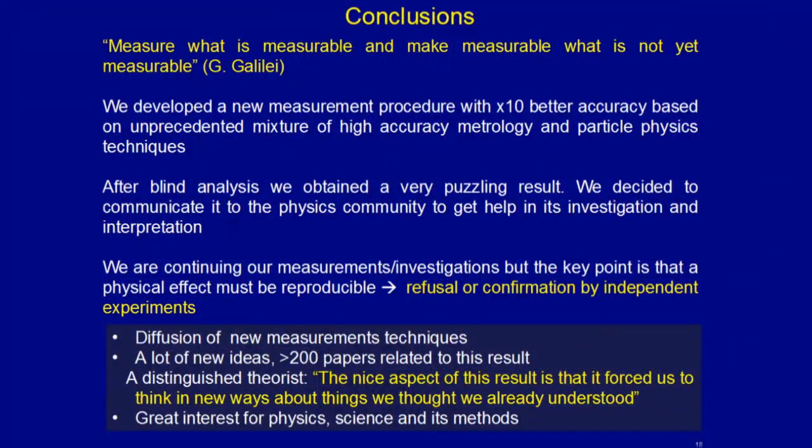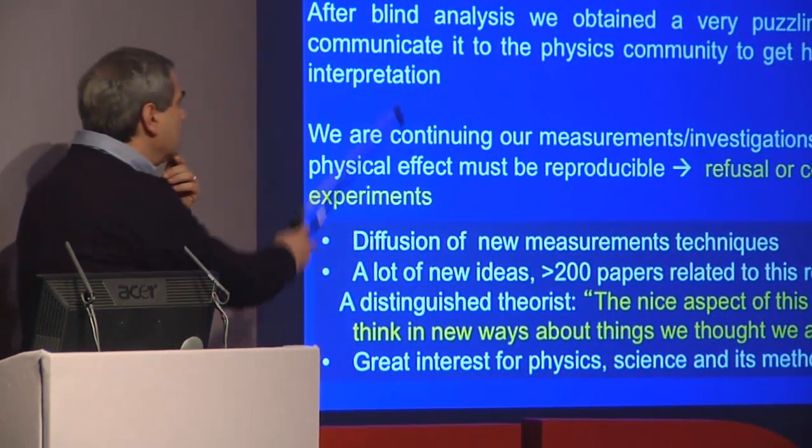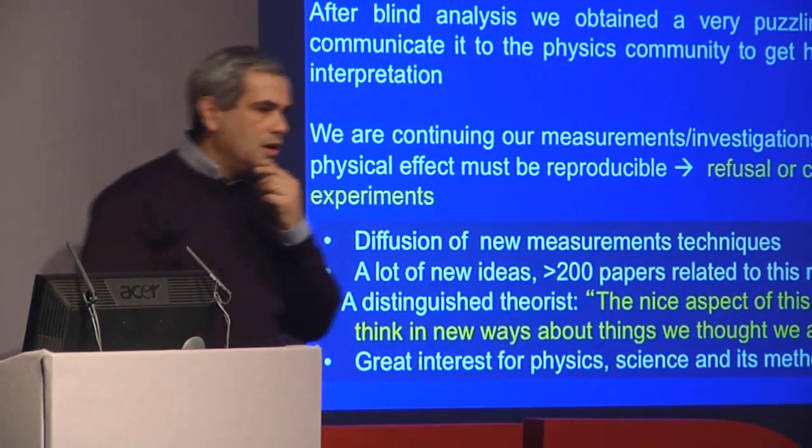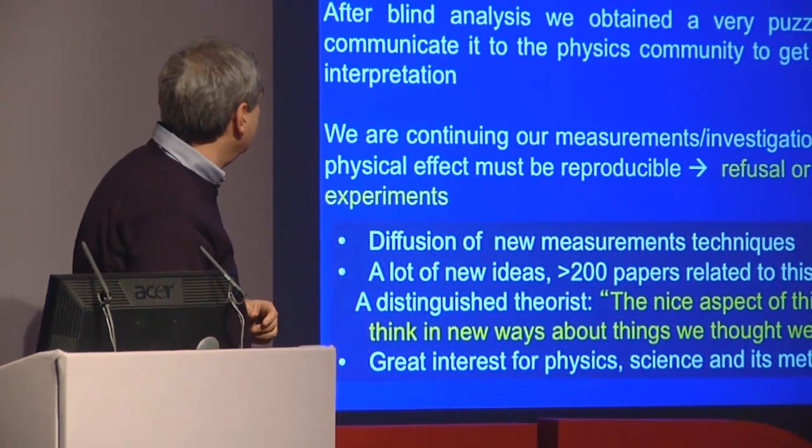So, conclusions. We worked on the basis of this sentence of Galileo: measure what is measurable and make measurable what is not yet measurable. So we developed a new technique in order to measure the speed of neutrinos with about 10 times better accuracy than in the past. And this was based on an unprecedented mixture of high accuracy metrology and techniques of particle physics. We obtained these very puzzling results, so we decided to communicate them to the rest of the physics community in order to get help in their investigation and interpretation.